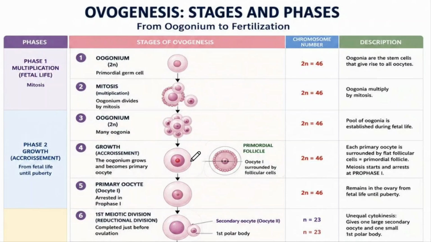and then enters meiosis 1, but the division stops in prophase 1. This arrest lasts from fetal life until puberty.